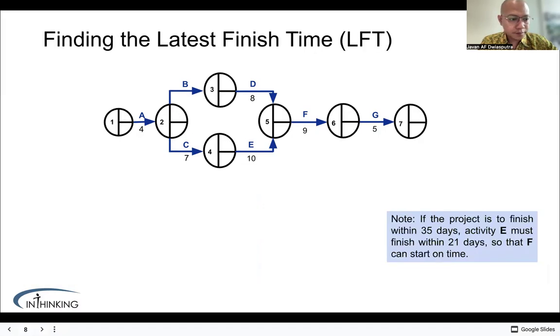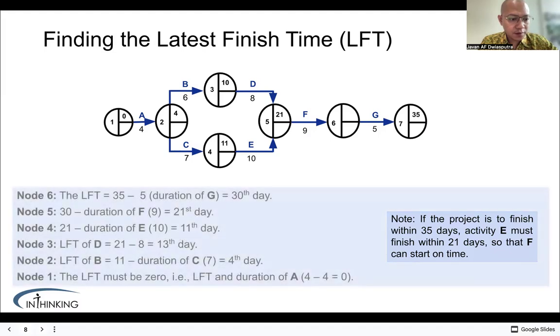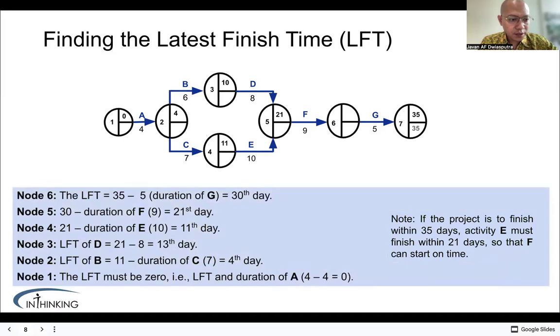You can see here. Next, we calculate the latest finish time. This time, we move backward from the end of the project. G finishes on day 35. Since G takes 5 days, the previous node must finish on day 30. We continue subtracting durations backward through the network. This tells us the latest possible finishing times without delaying the project.